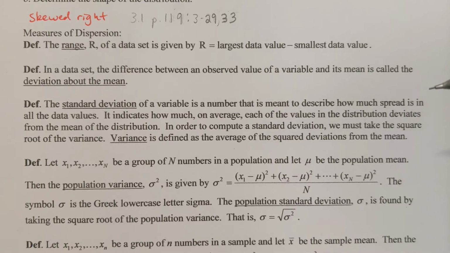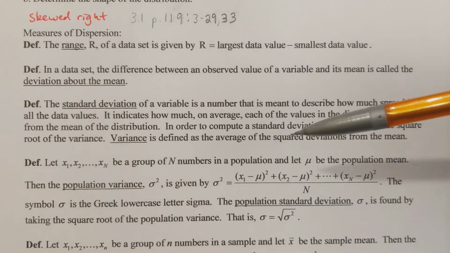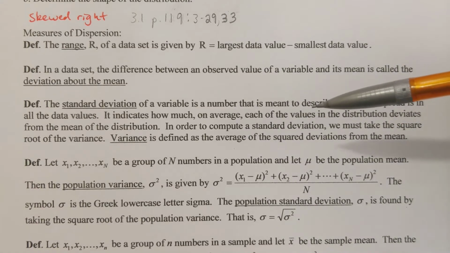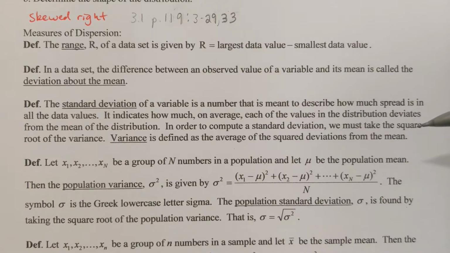The bigger the standard deviation, the bigger the spread. The smaller the standard deviation, the smaller the spread. It indicates how much on the average each of the values in the distribution deviates from the mean of the distribution. So deviates means spread out from the mean. In order to compute a standard deviation, we must take the square root of the variance. Okay, the variance is defined as the average of the squared deviations from the mean. The variance, quite honestly, is very useless to us.